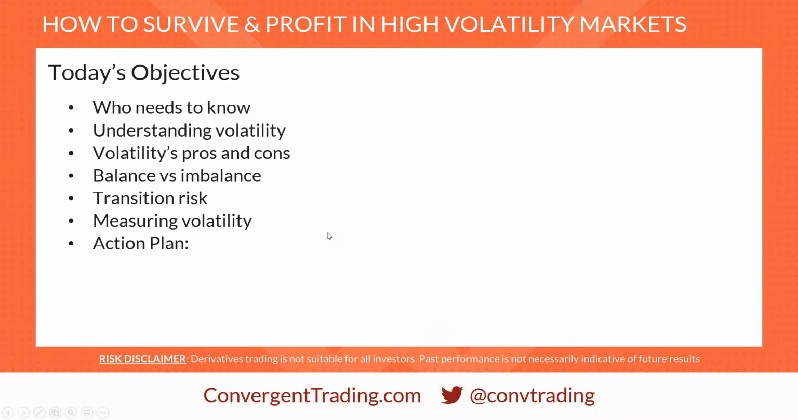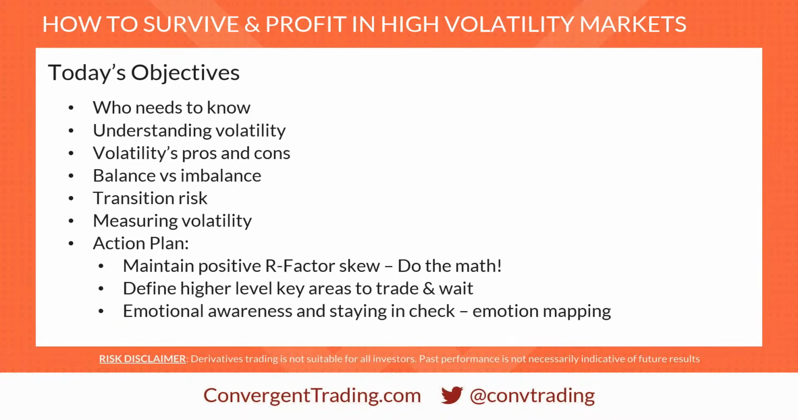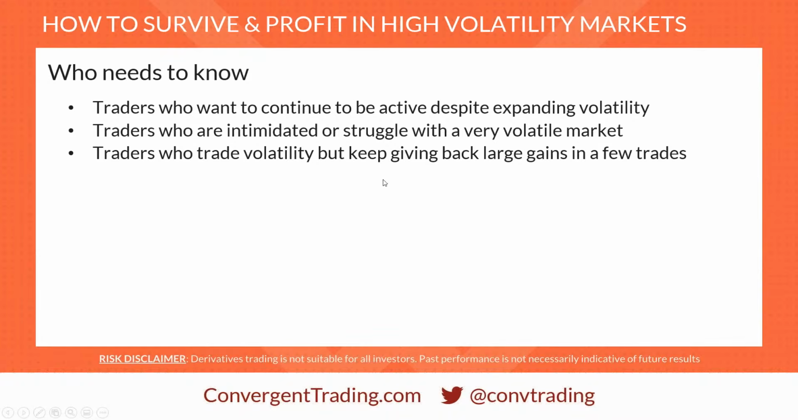Measuring volatility. We'll talk about an action plan for how to adjust trading and how to profit from high volatility markets. That involves maintaining a positive R factor skew, so it's just pure mathematics. We'll go through an example of that. Defining higher level key areas to trade and wait for those areas. Emotional awareness and staying in check. Emotion mapping. Most of you have heard about Jared Tendler. He talks about this a lot. So this is what we'll be covering today.